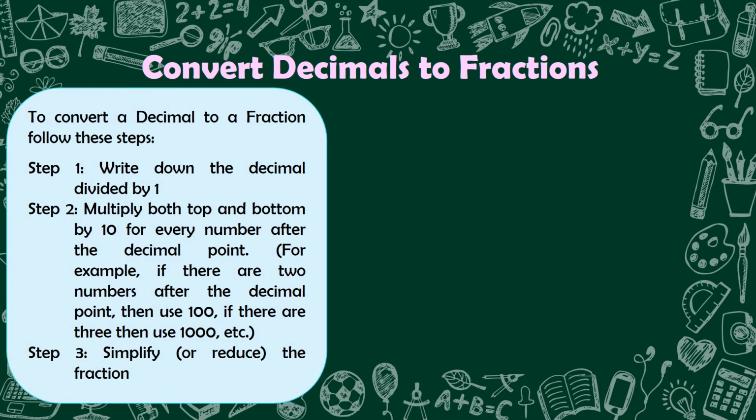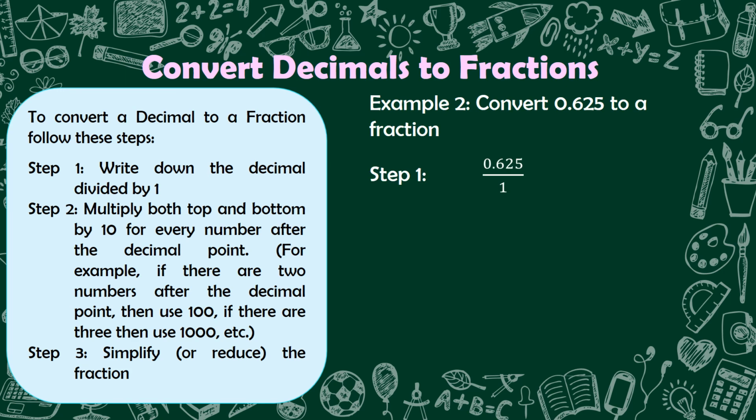Example number 2. Convert 0.625 to a fraction. Step 1. Simply write 0.625 over 1. Step 2. Multiply both the numerator and the denominator by 1,000. Since we have 3 numbers after the decimal point, we will have 1,000.